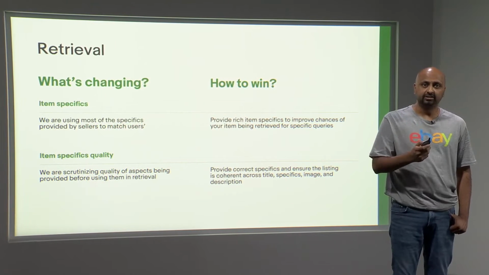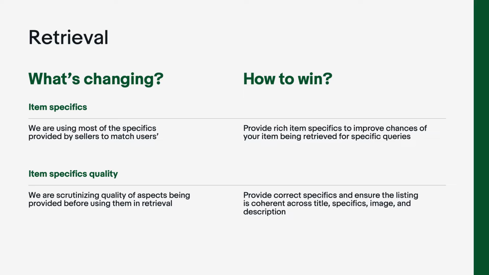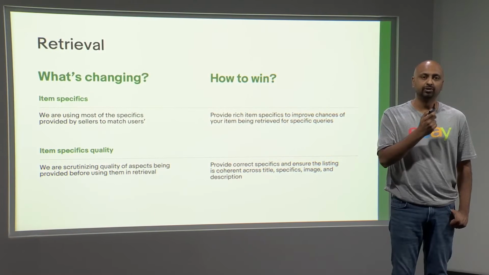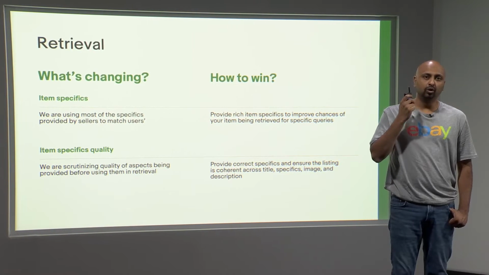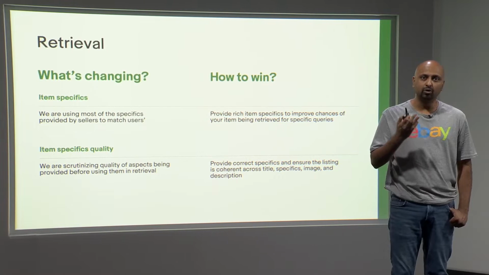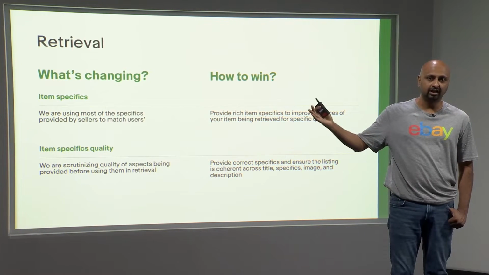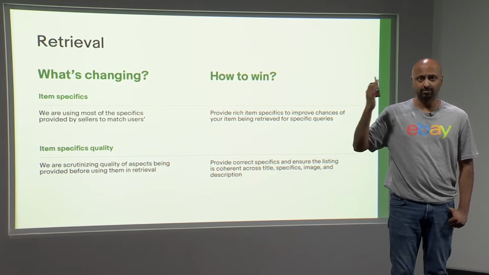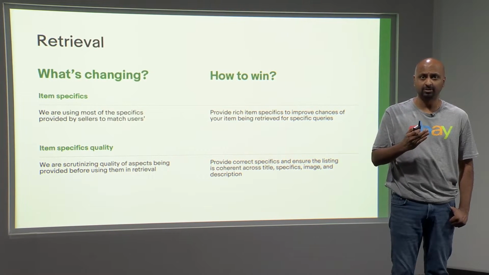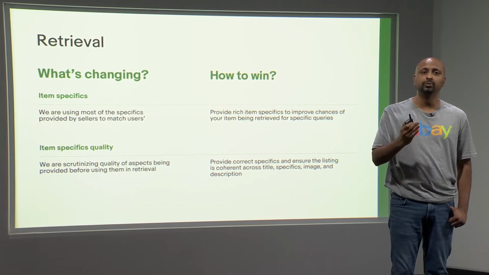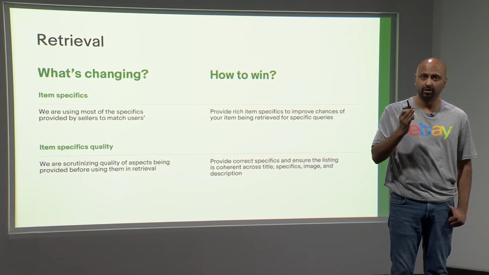Moving on to what has changed. For retrieval, we have started focusing a lot more on item specifics. We are now using everything that you provide in your item specifics, which are also called aspects, to match the intent of the user. So you don't have to stuff your title anymore, even if all the tokens are not present in your title and most of the things are present in your item specifics, we'll still retrieve your item if the user is looking for it.